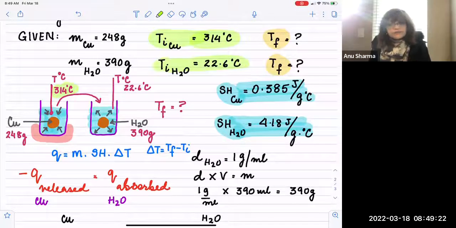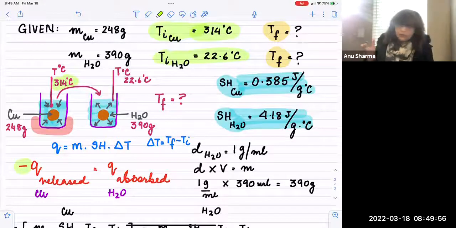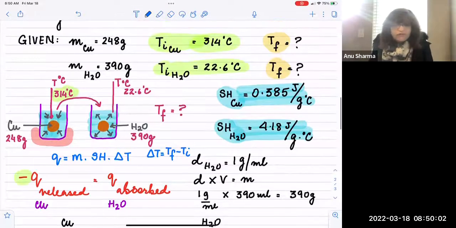When the hot copper metal object is dumped into the water at room temperature, obviously water is going to absorb the heat because copper is releasing the heat. The amount of heat that is absorbed is going to be equal to the amount of heat released. The only difference is the direction. The heat is being released by copper, water is absorbing it, so the temperature of the copper is going to fall, but the temperature of the water is going to rise. So the question here is, what is the final temperature?